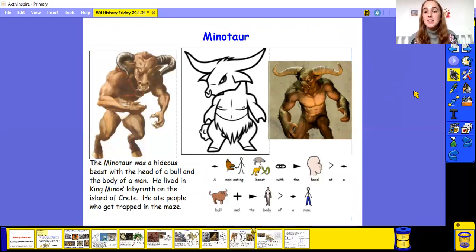Okay, another creature is a Minotaur. You might remember this from Theseus and the Minotaur, when he had string and went through the maze.